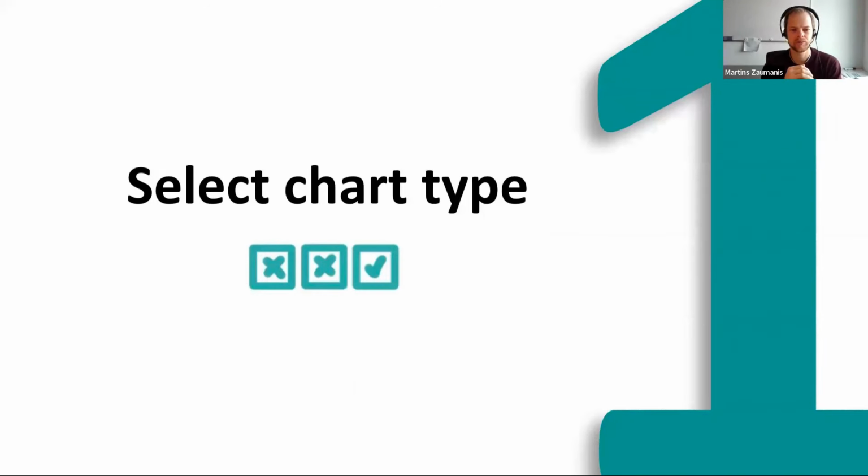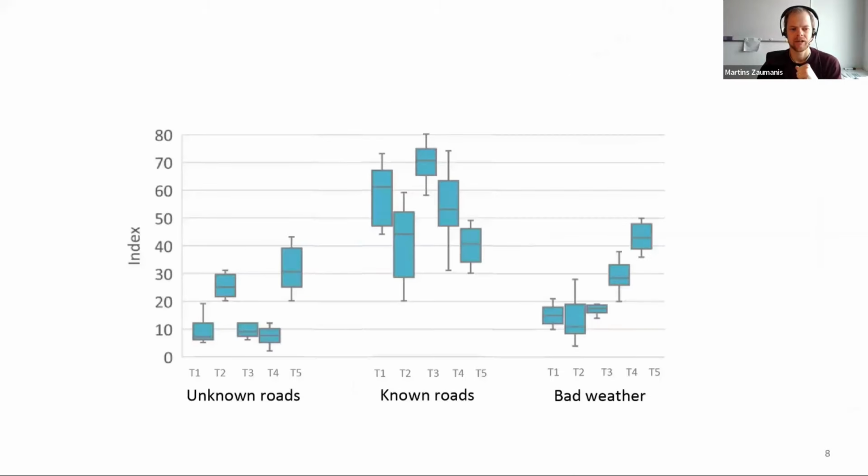So now I'll go very quickly through the 8 steps. And first, it is the selection of the chart. Let's imagine that I have here some data about 5 different self-driving cars, and I've tested them on different roads, unknown roads, known roads, and bad weather. And I want to show these results to my audience.